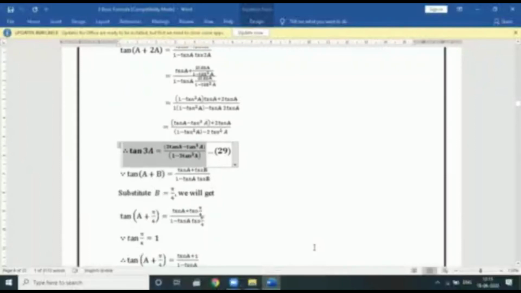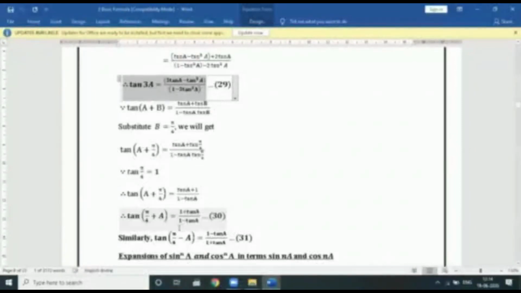Two more important formulas related to tan. Replace b equal to pi by 4, a is as it is. So tan of (a plus pi by 4) equals tan a plus tan pi by 4 over 1 minus tan a tan pi by 4. Finally, tan pi by 4 is 1. So we will get tan of (pi by 4 plus a) equal to (1 plus tan a) over (1 minus tan a). Similarly, (1 minus tan a) upon (1 plus tan a) we can write as tan of (pi by 4 minus a).